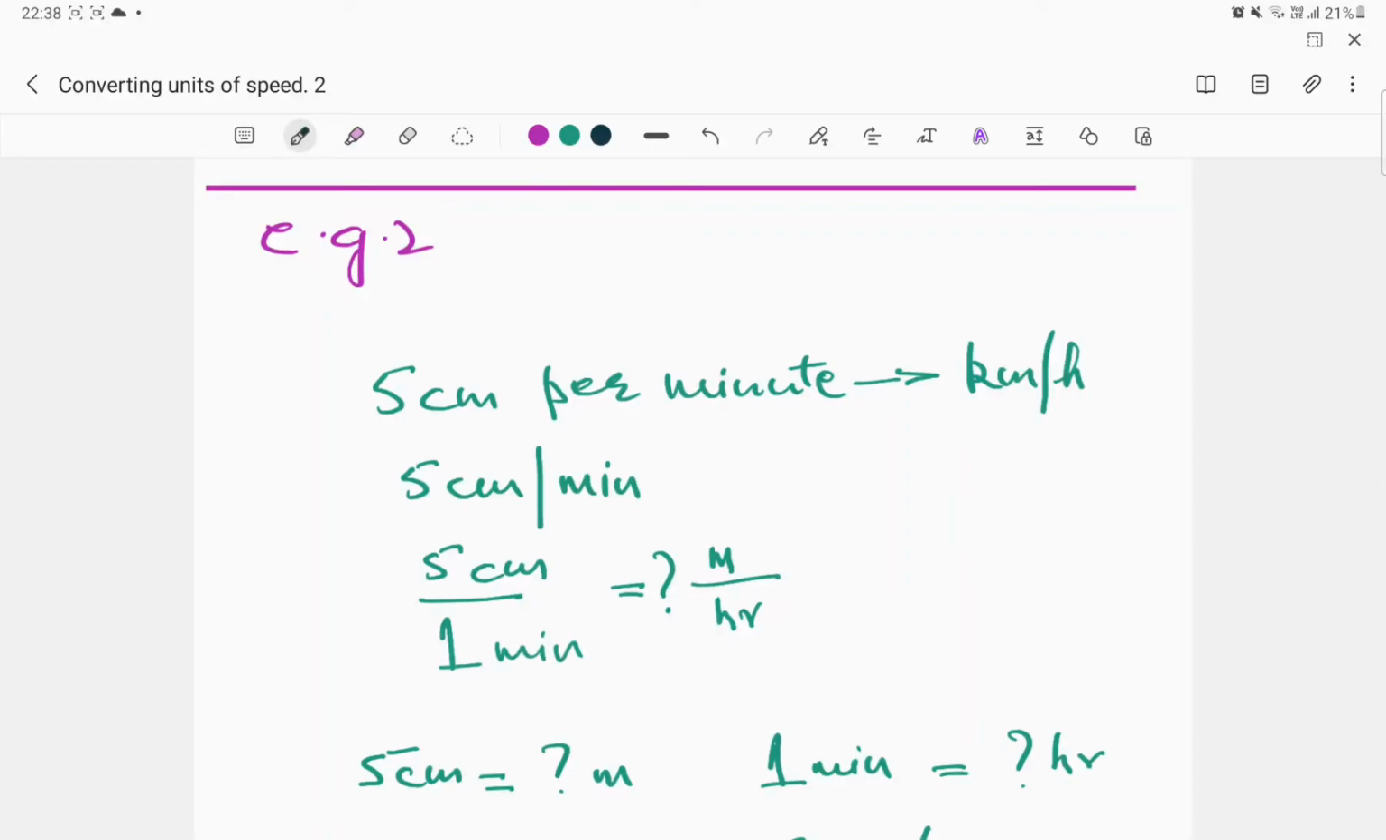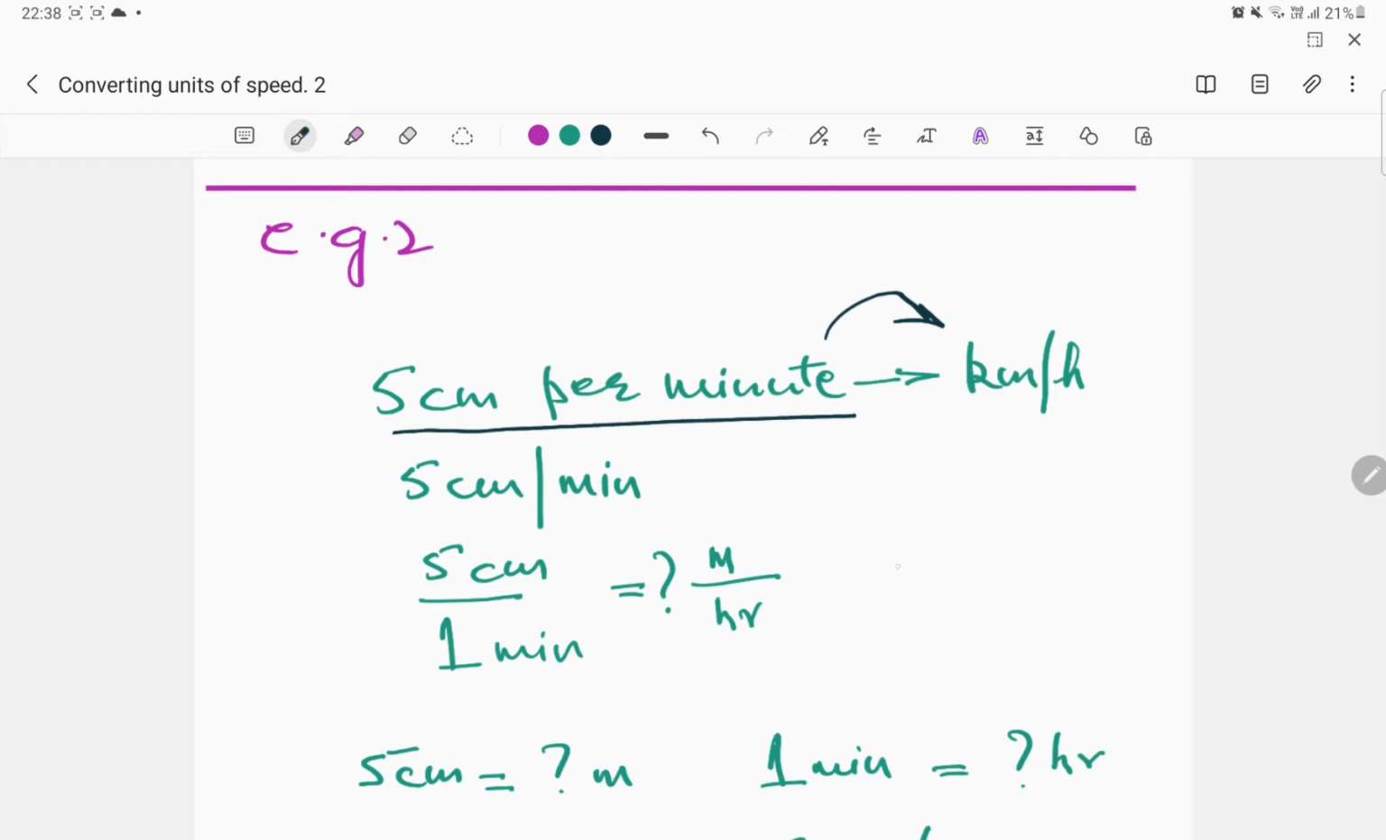In our last video, we learnt about converting one unit of speed into another. And in this video, again, we are taking another example. The example is: 5 centimeters per second is how many kilometers per hour?